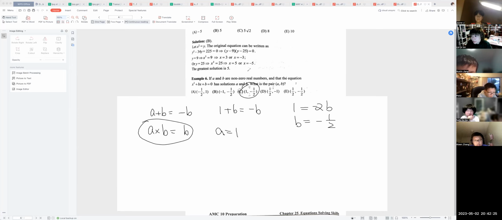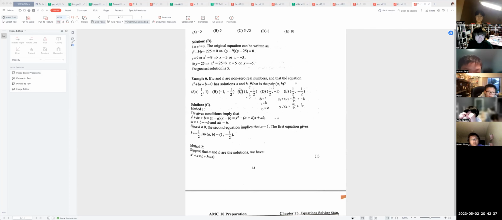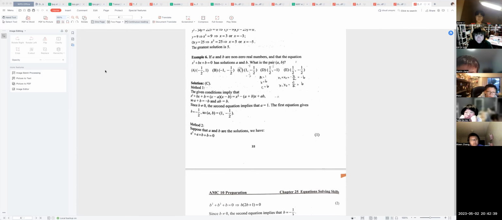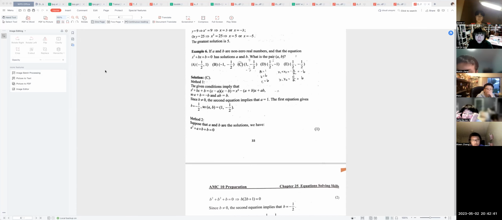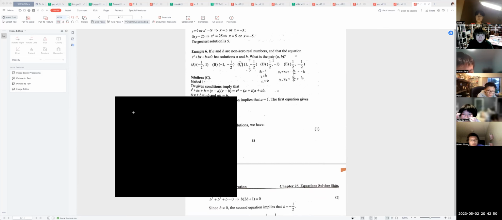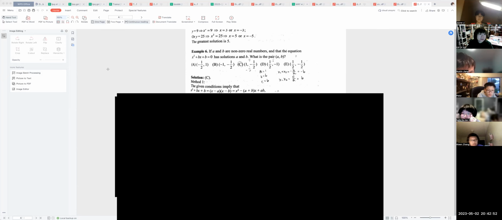Get it? Okay, we're still using Vieta's theorem. Of course, if you say you don't like Vieta's theorem, you can do it the regular way with A squared and so on, but it takes forever. I think this is the fastest method. Okay, let me put up another block.